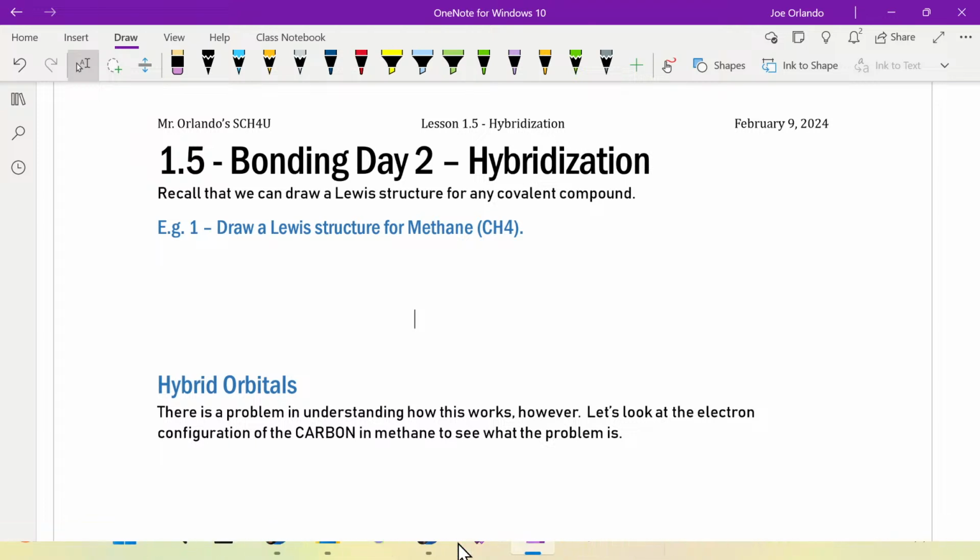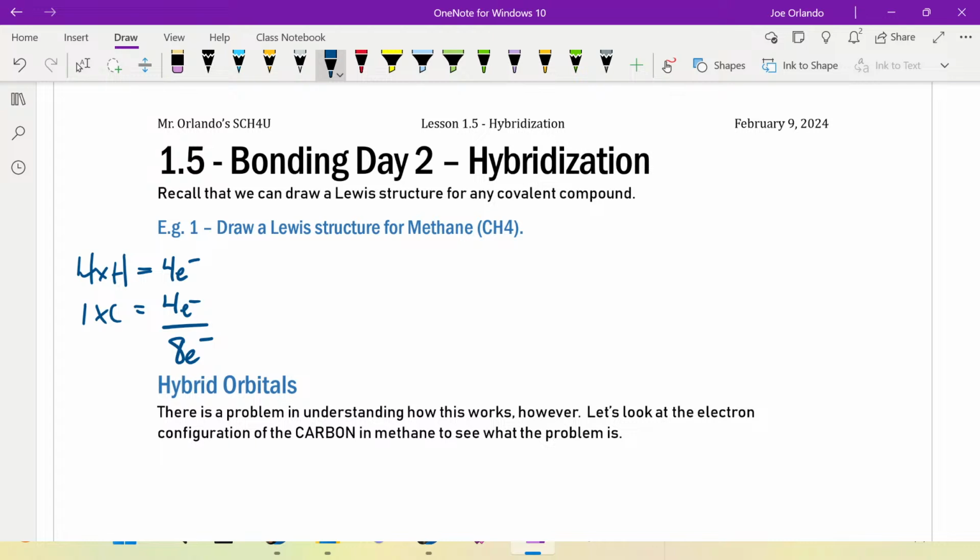All right, let's draw a Lewis structure for methane. Can we do that? Okay. So let's do that. Let's count electrons. How many electrons does a hydrogen give you? One. And we have 4 of them, so that gives us how many electrons? 4. Awesome. And carbon gives you how many electrons? 4. So we have a total of how many? Yes. Good. Very good.